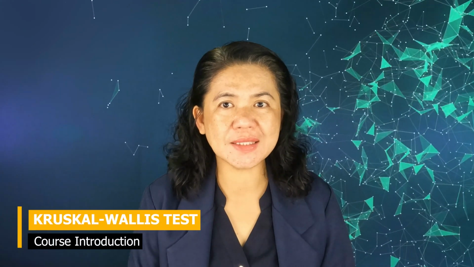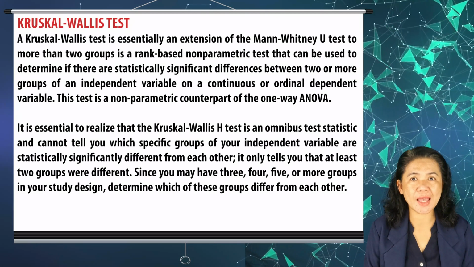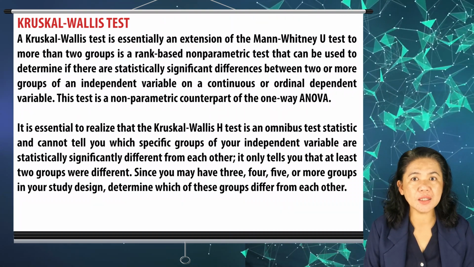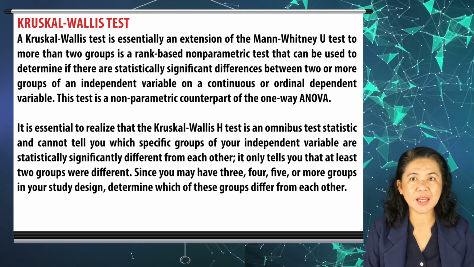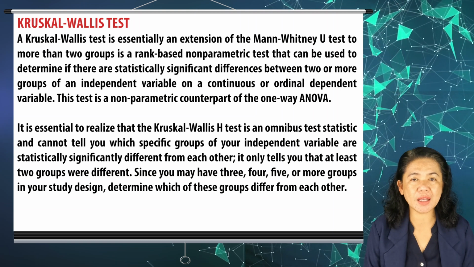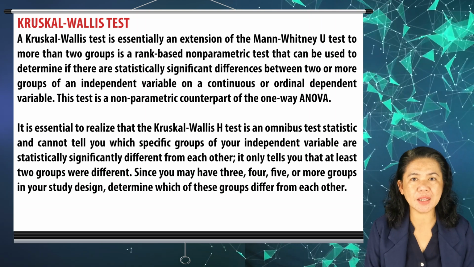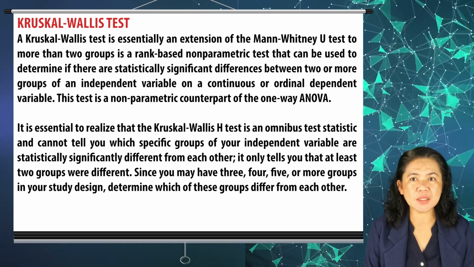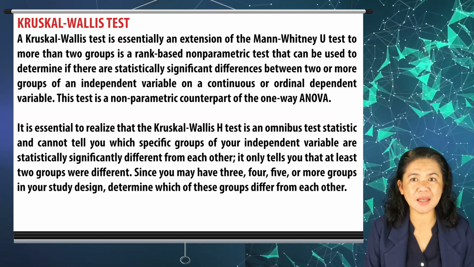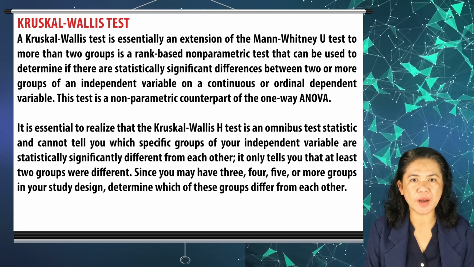A Kruskal-Wallis test is essentially an extension of the Mann-Whitney U test to more than two groups. It is a rank-based, non-parametric test that can be used to determine if there are statistically significant differences between two or more groups of an independent variable on a continuous or ordinal dependent variable. This test is a non-parametric counterpart of the one-way ANOVA.